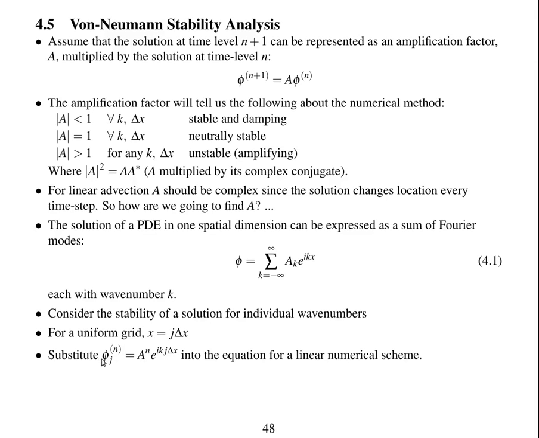So we substitute this expression for phi into the equation for the linear numerical scheme. And then we rearrange this to give an equation for the amplification factor A, which will be a function of k, delta x and delta t.